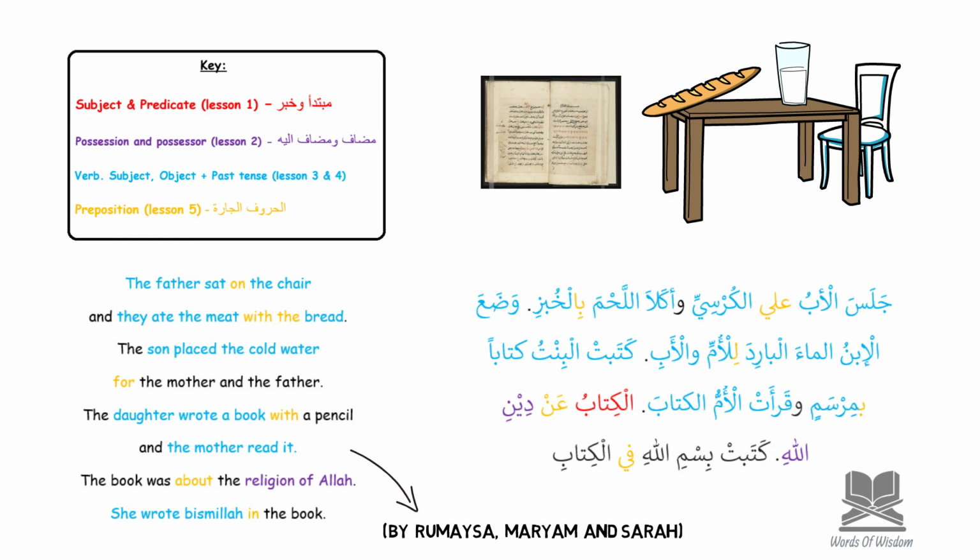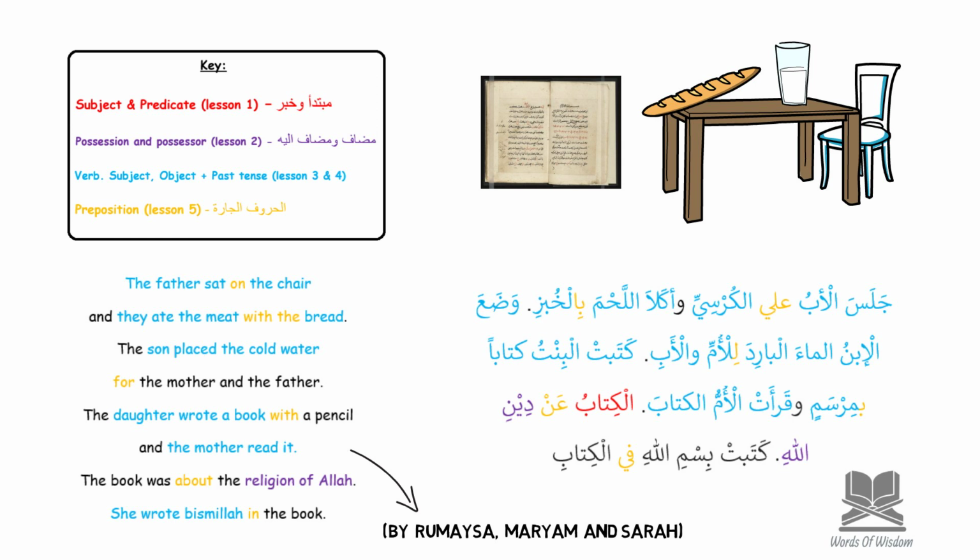The daughter wrote a book. So كتبت, daughter, al-bintu, she's doing the writing. She wrote what? Kitaban. Kataba al-bintu kitaban. With what? Bi mirsamin. Because we've done the word mirsam as a pencil. Bi mirsamin. With a pencil. And the mother read it. Wa qara'at al-ummu. And the mother read al-kitaba.